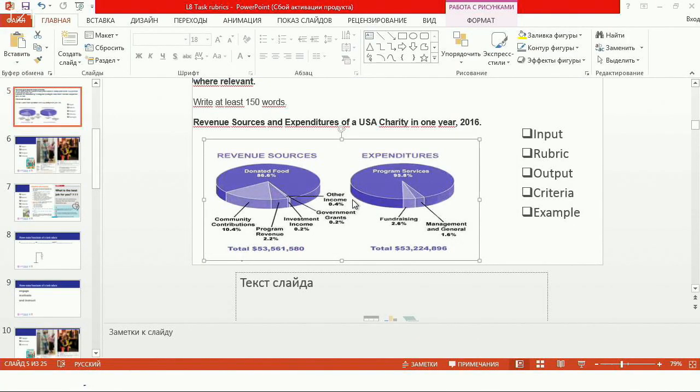So, as I said, we are now going to look at an IELTS task. IELTS is an international English language exam. We're going to look at a writing task from this exam. In this particular writing task, I'll ask you to find the different elements of the task itself. We'll look at the input, the rubric, the output, the criteria, and the example.